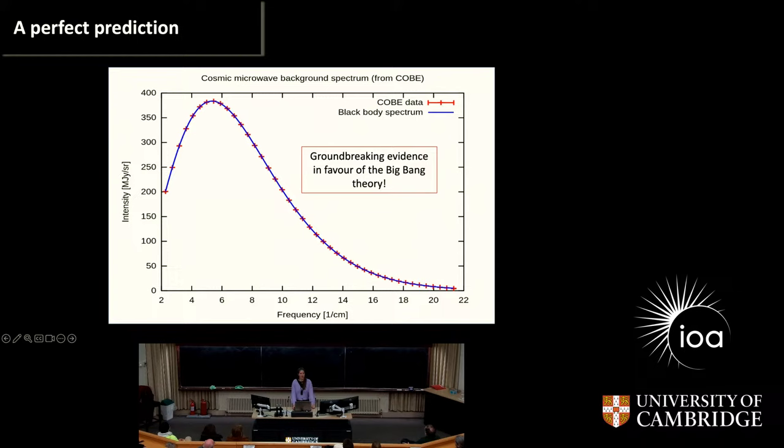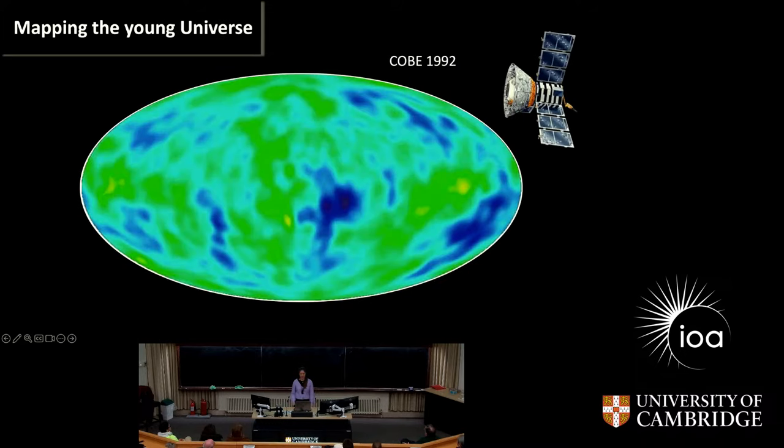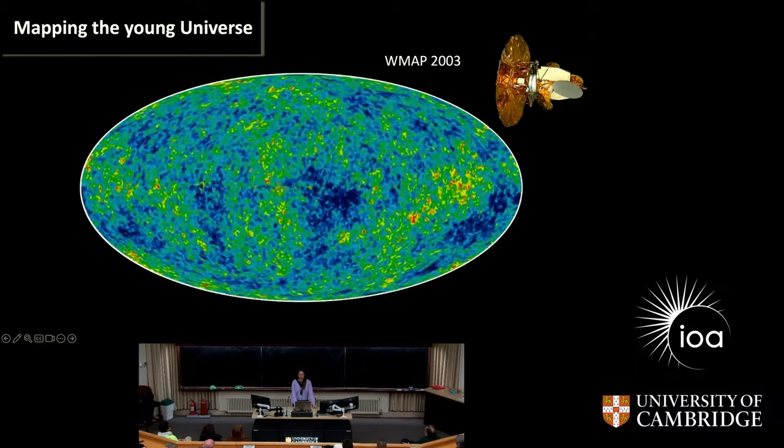Now, going a step further, instead of just looking at the overall intensity, the overall temperature of this CMB light, let's try to map it. So we sent a satellite to space, and this is actually the whole sky projected over this elliptical shape. Just to clarify, this is what we could see over the whole sky. It looks like there are some fluctuations in the temperature and intensity of the CMB. So that's interesting.